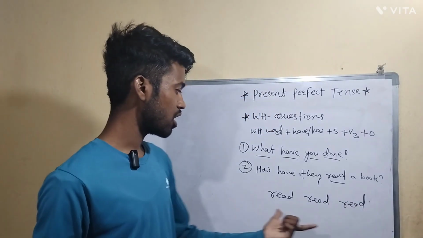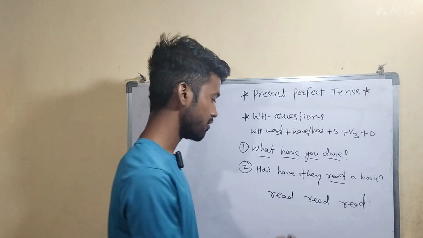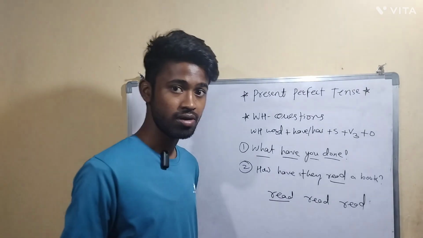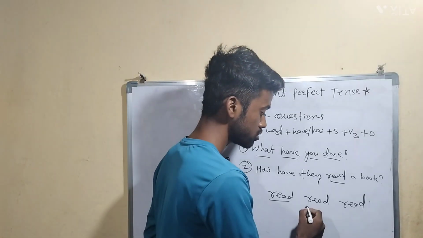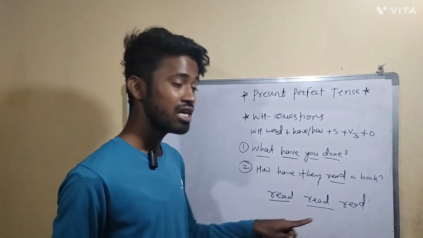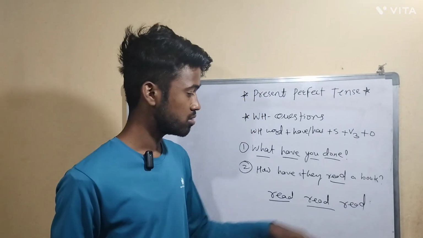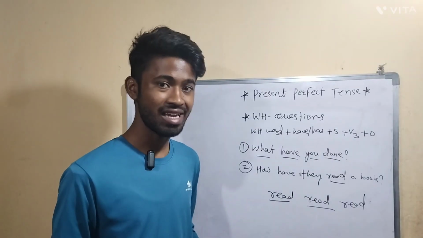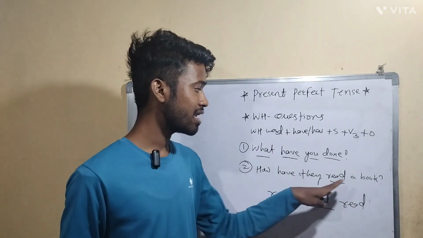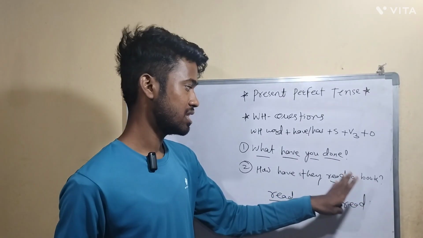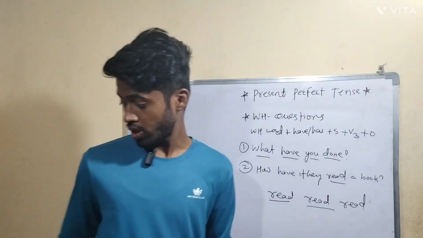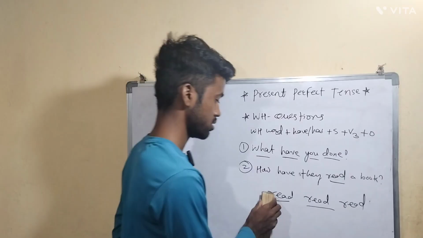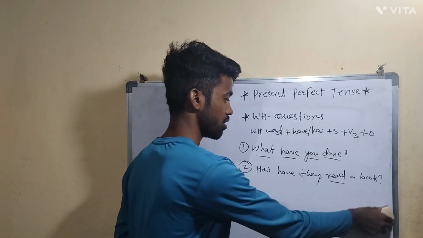So here spelling of all the forms is same, but when you pronounce the first form of verb, you have to pronounce it as read. Okay, when you pronounce the second form of read, you have to pronounce it as red. Even this you have to pronounce as red. So here, how have they read a book? The spelling is same, but pronunciation is different. Okay, so up to this you understood. So these things you have to take care of.